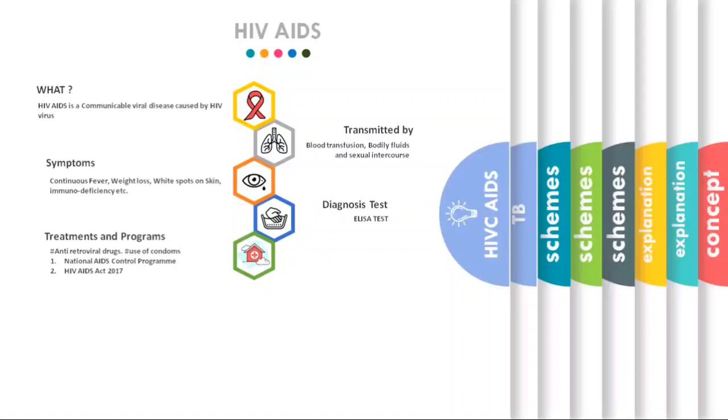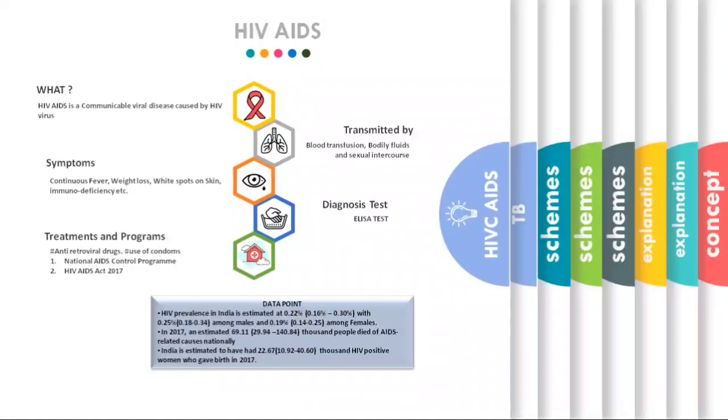Next are treatments and programs. In treatment, there are antiretroviral drugs and use of condoms as prevention of this disease. Next, we have programs, that is the National AIDS Control Program and the HIV/AIDS 2017 Act. So these are some programs.